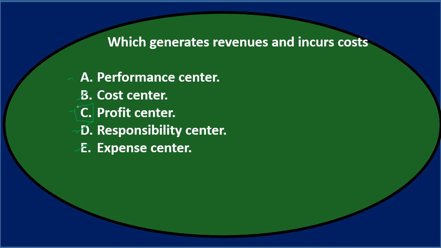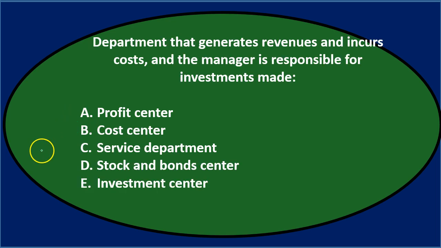Note that we emphasize the profit here, but anytime we have revenues, we're also going to be managing some type of costs. Any center is going to have some costs applied to it. So if it's a profit center, it's going to have profit, and it's also going to have some costs. We'll keep it at C. Final answer, which generates revenue and incurs costs? C, a profit center. Next question.